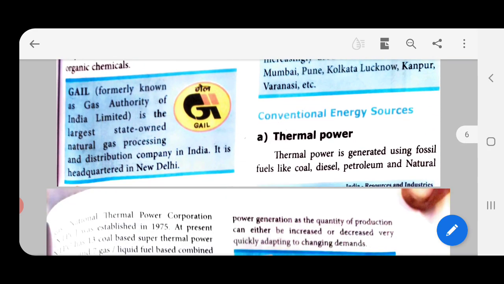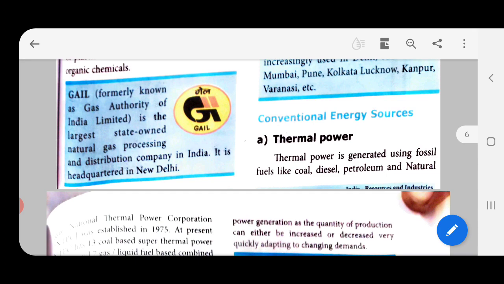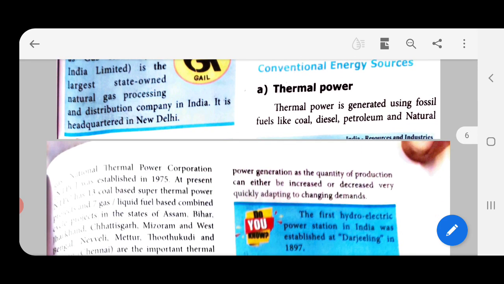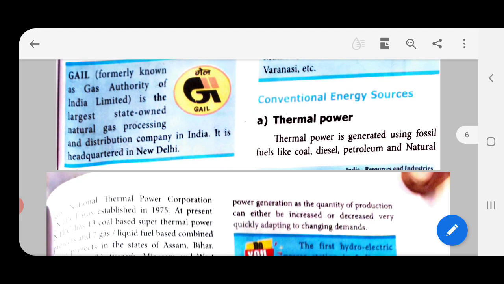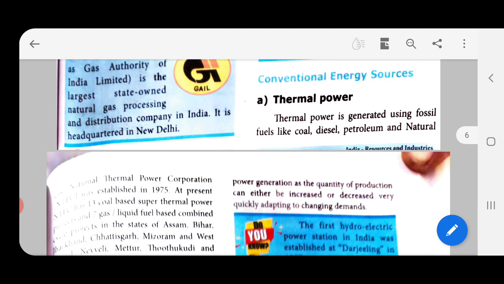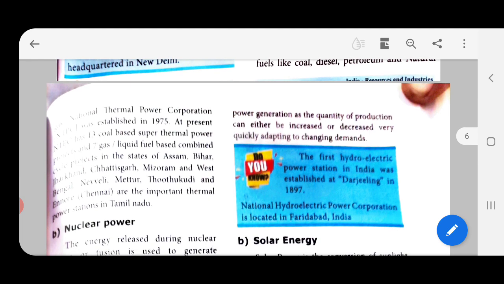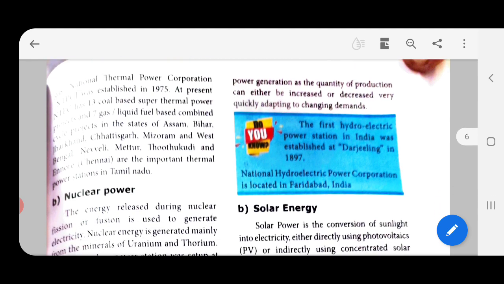The next one is conventional energy sources. Conventional is not the modern one; the already existing, normal methods are called conventional energy sources. Thermal power. Thermal means heat, and it is generated using fossil fuels like coal, diesel, petroleum and natural gas. The National Thermal Power Corporation, that is NTPC, was established in 1975.